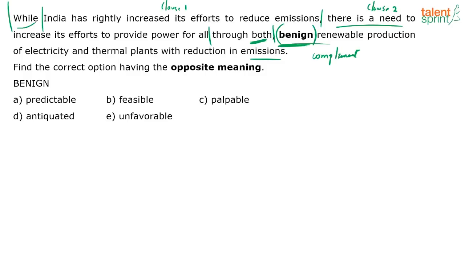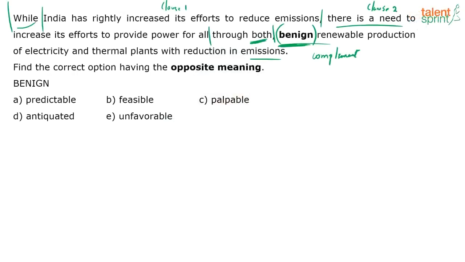Now in clause 2, can you identify a clue phrase which can help us figure out the meaning of this word benign? What can be the clue phrase? The clue phrase is: need to increase its efforts. That's the clue phrase. Okay? Need to increase its efforts is the clue phrase. In fact, this entire thing I would say: need to increase its efforts to provide power for all through both, I have benign renewable production of electricity and thermal plants with reduction in emissions.